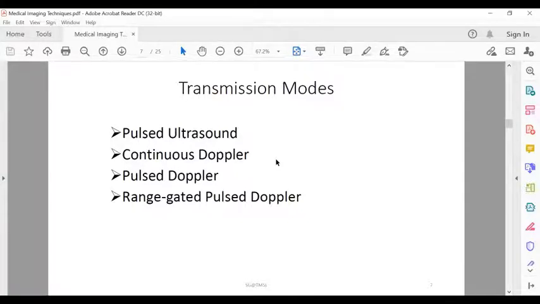The velocity of blood can be measured as a function of time, and also as a function of the distance from the vessel wall. So these are the different modes which are available in case of ultrasound.